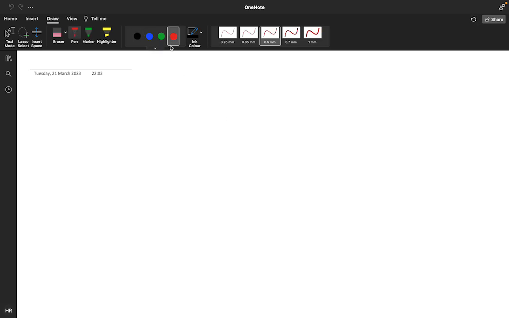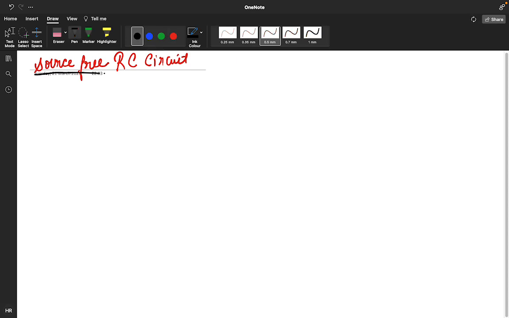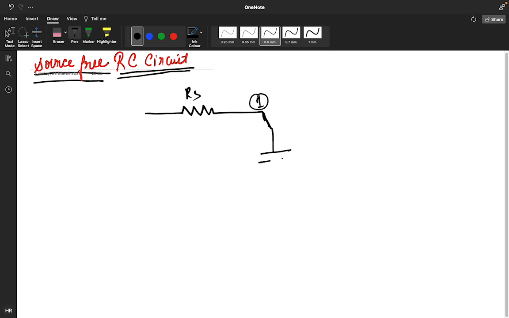So the next topic is source free RC circuit. Okay, this is my source free RC circuit. So what will the diagram for this be? This is my Rs. This is at position 1. This is my capacitor.